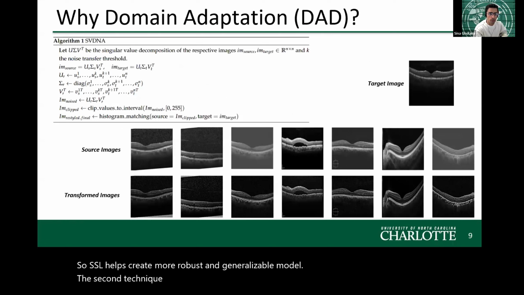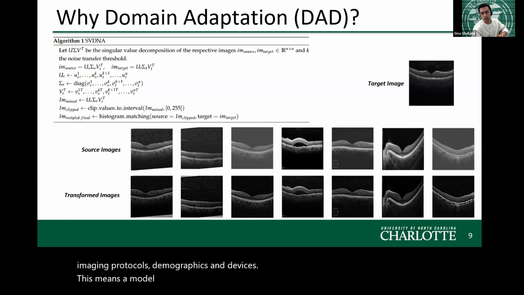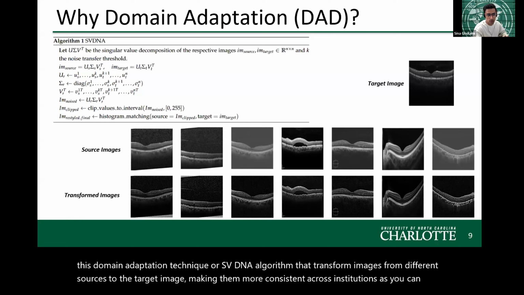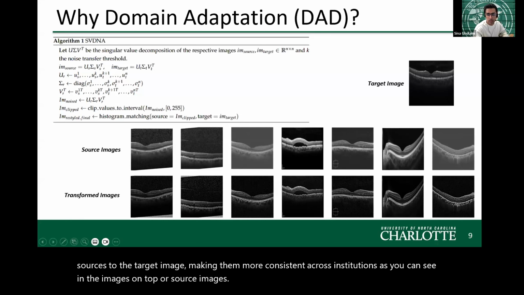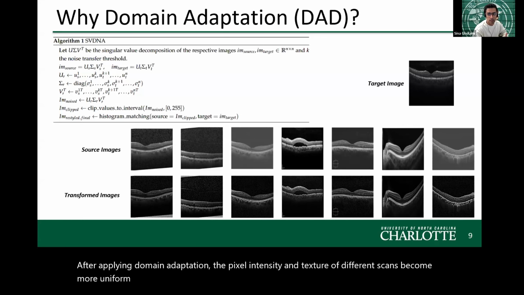The second technique that we've used was domain adaptation. A major issue in AI models is the domain shift, as I mentioned, and that is caused by imaging protocols, demographics, and devices. This means a model trained on one data set might fail on another. So to solve this, we use a domain adaptation technique, the SVDNA algorithm, that transforms images from different sources to the target image, making them more consistent across institutions. As you can see, the images on top are source images. After applying domain adaptation, the pixel intensity and texture of different scans become more uniform, allowing the AI model to perform better across datasets. And the idea behind this is using singular value decomposition of the target.